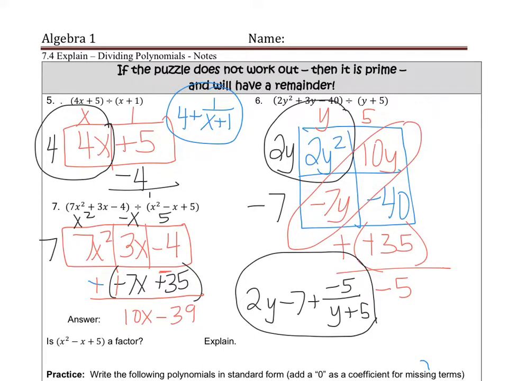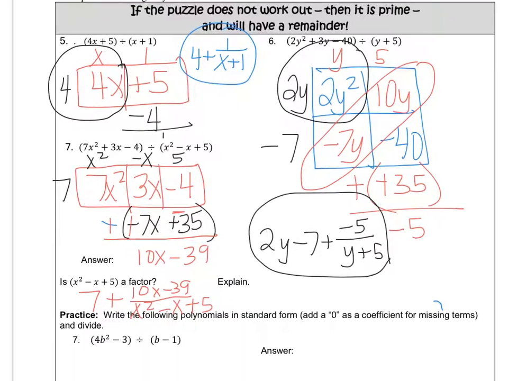So my answer to this thing is 7 plus my remainder of 10x minus 39 over my divisor, which was x squared minus x plus 5. So when it asks, is this a factor, we can say no, had a remainder. If it has a remainder, it's not a factor.